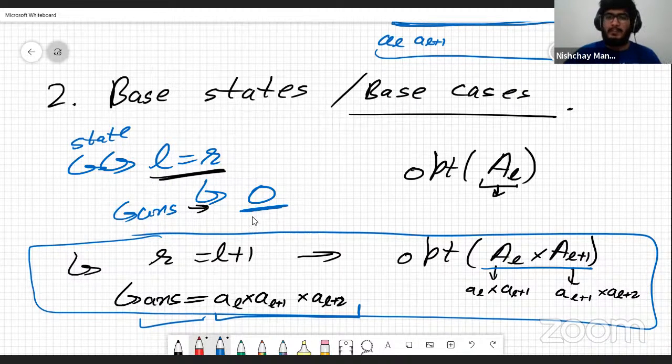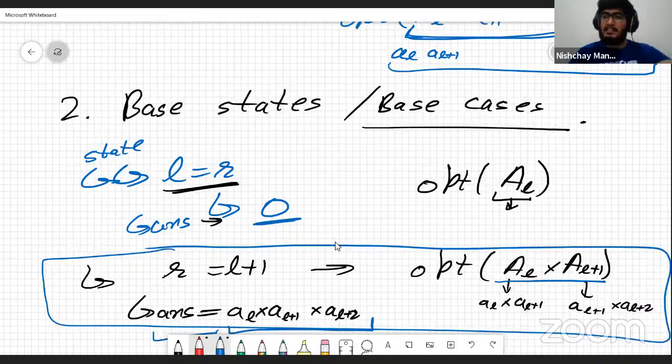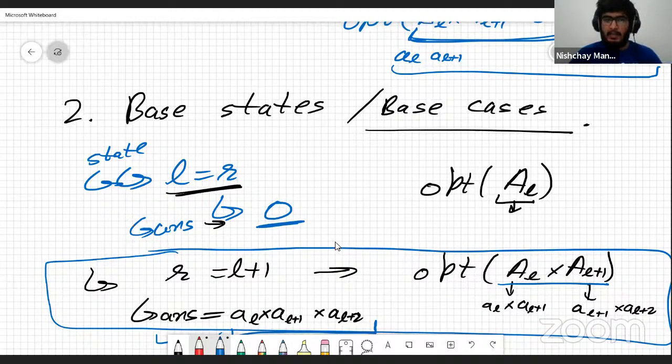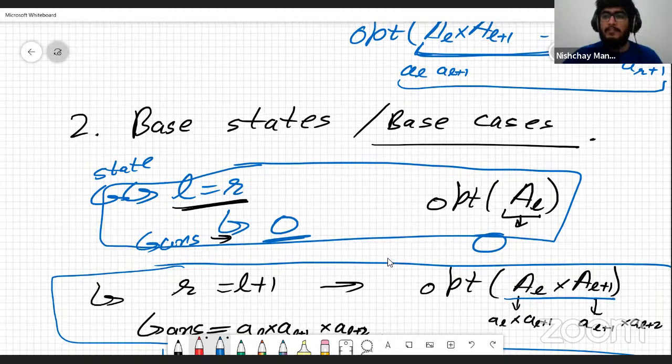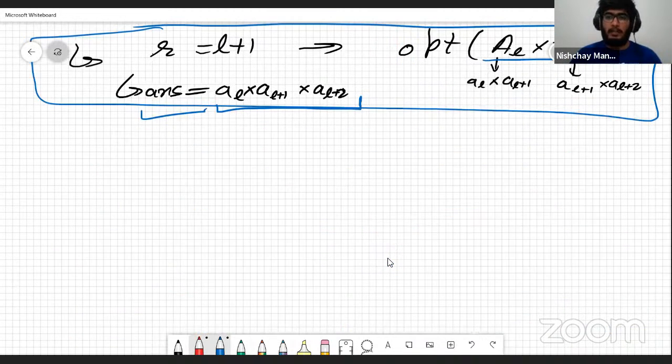just because of personal preference, I try to choose the base cases as primitive as I can, so I don't have to think much about the base cases itself. So I would just choose L is equal to R as a base case and put the answer to be 0, right? So the optimal of AL is just going to be 0. Then comes the final and the most important part of any dynamic programming problem, which I have been kind of steering away from for this problem, which is the recursion formula.